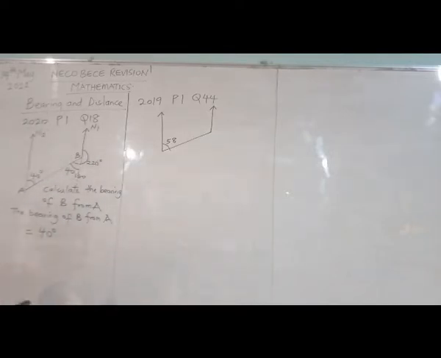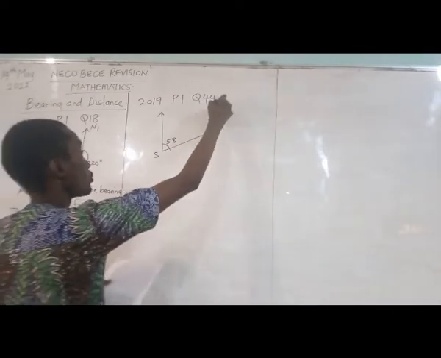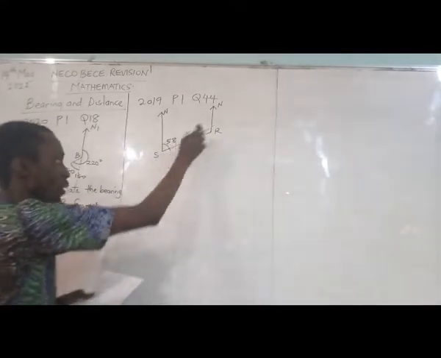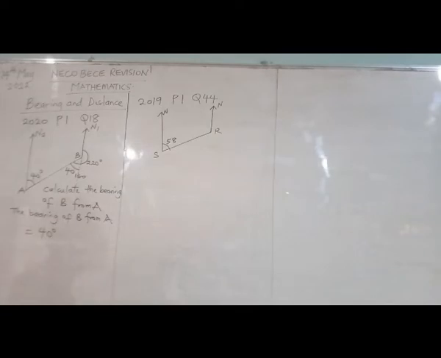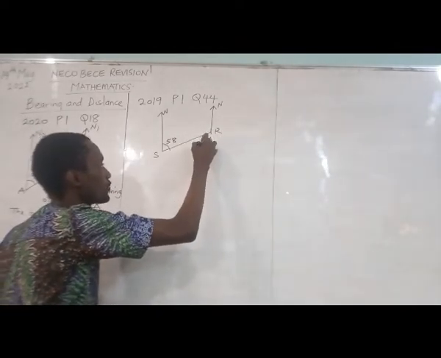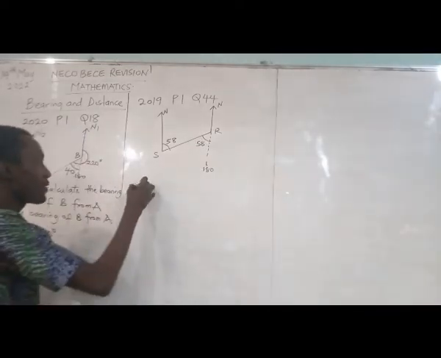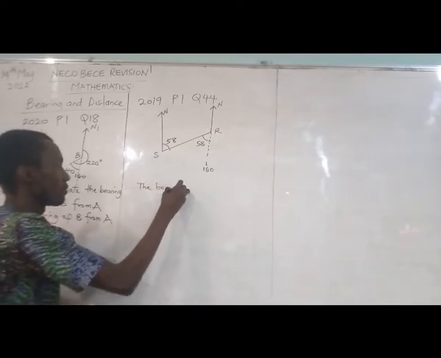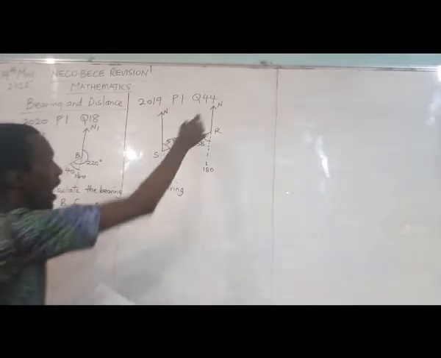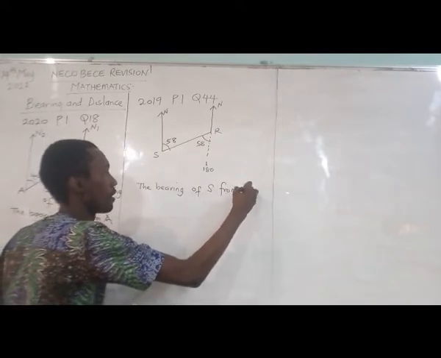Let's confirm if what I'm thinking is right. This is R, this is S, this is North. Now we are told to find the bearing of S from R. All you need to do is drop this one. Alternate angles, this angle becomes what? 58. This point is 180 degrees. So the bearing of S from R will now be what?